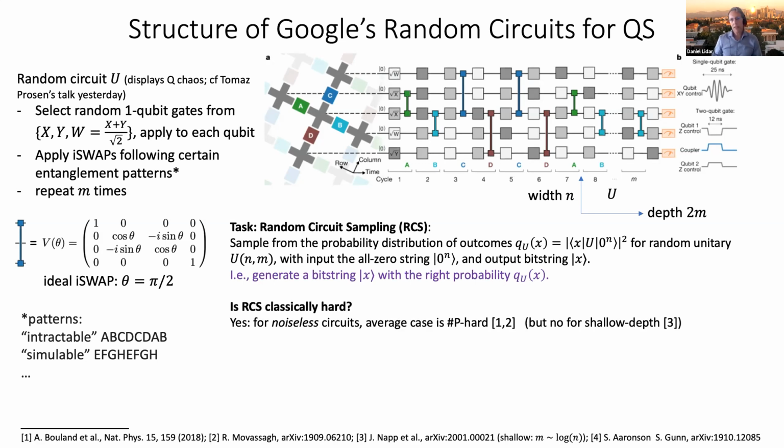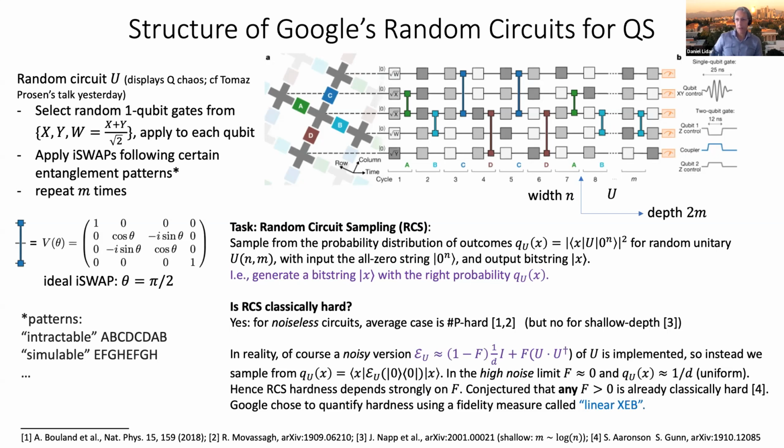Is this problem classically hard, you might ask? And the answer is yes, it is known to be classically hard for sure for noiseless circuits. In fact, the average case can be proven to be #P hard. Although the hardness is not the case for shallow depth circuits, where shallow means that the circuit depth scales like the log of the circuit width.